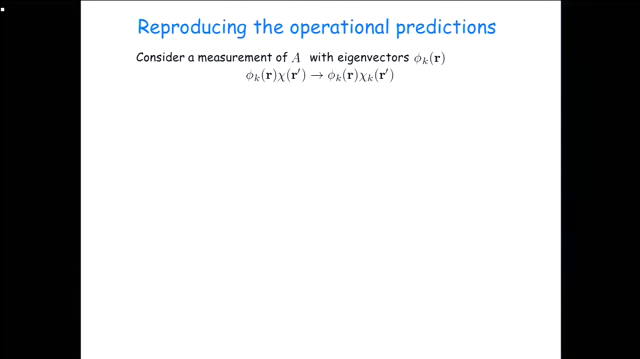So in the very beginning of the course, I said, well, we can formulate quantum mechanics operationally, and one of the advantages of doing so is that when we look at any given realist interpretation, we can always ask, does it at least reproduce the predictions of operational quantum mechanics? That's sort of a minimum requirement of empirical adequacy. So let's ask that question for the de Broglie interpretation.